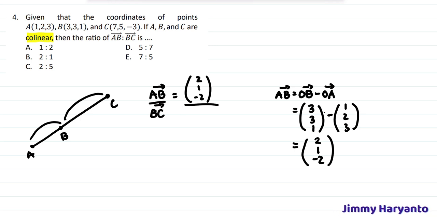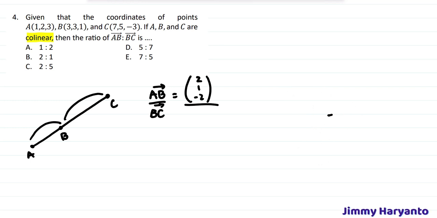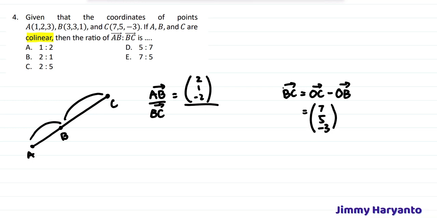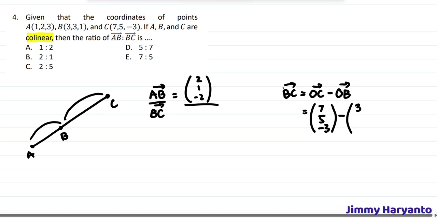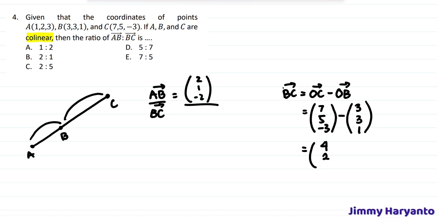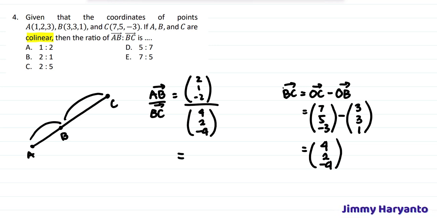Next, we have to find the BC. So BC equals OC minus OB. That means 7, 5, and negative 3 minus OB, which is 3, 3, and 1. For this one, you'll have 4, 2, and negative 4. As you can see, the multiplier is 2, so the ratio will be 1 to 2, which is option B.